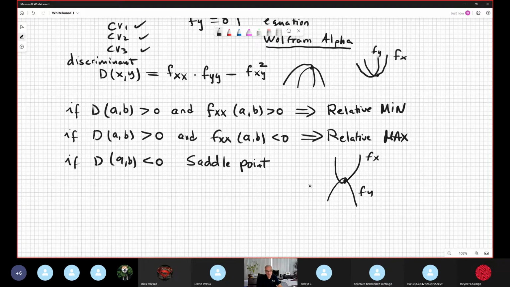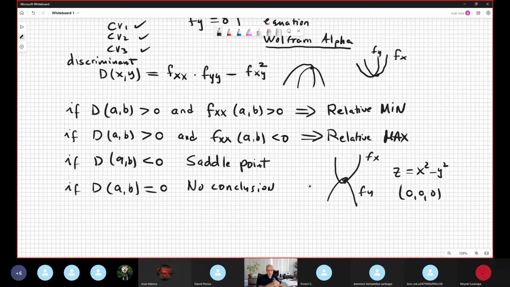The typical example of the saddle point, which you will see later in GeoGebra, is the hyperbolic paraboloid. The hyperbolic paraboloid is z equals x squared minus y squared. It has a saddle point at the point (0,0,0), because it's a combination of hyperbola and parabola, and one opens up, another opens down. And if the discriminant evaluated at the point is 0, we have no conclusion.